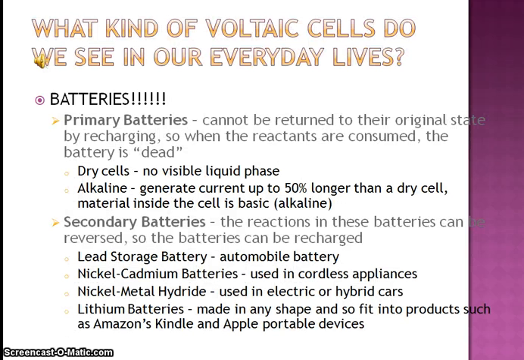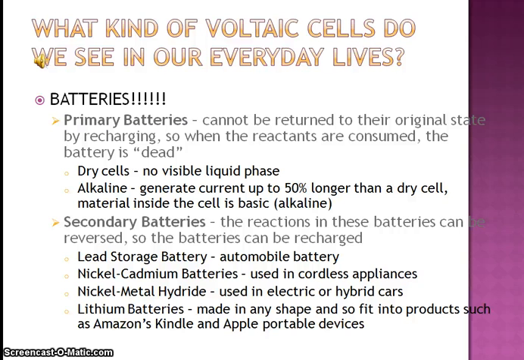What kind of voltaic cells do we see in our lives every day? Batteries. Primary batteries cannot be returned to their original state by recharging, so when the reactants are consumed, the battery is dead. Dry cells have no visible liquid phase. Alkaline cells generate current up to 50% longer than a dry cell. Material inside the cell is basic, alkaline.